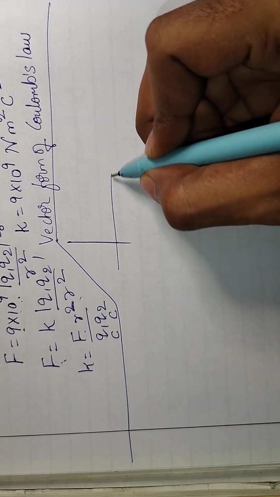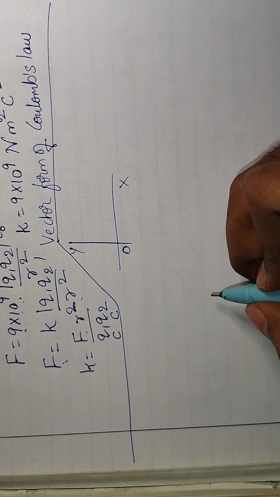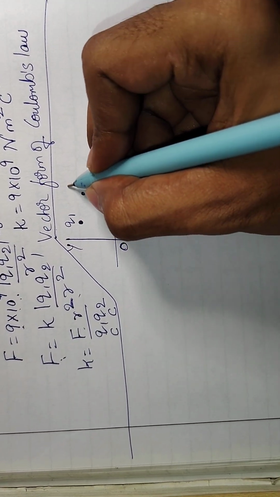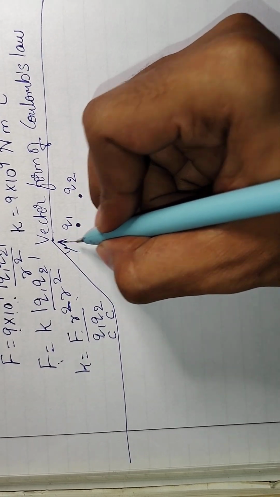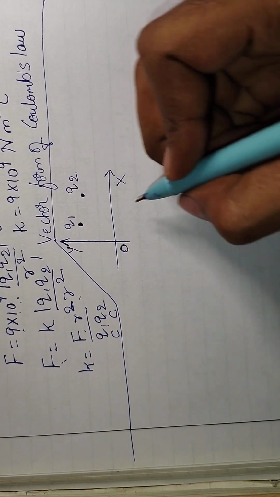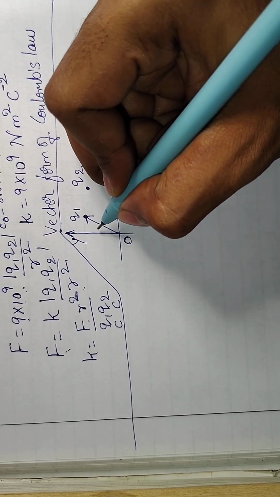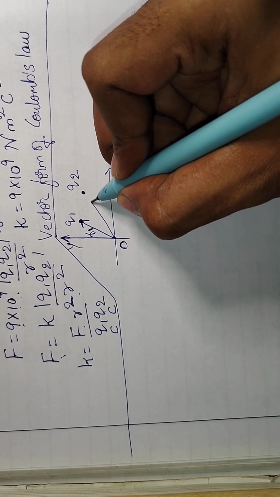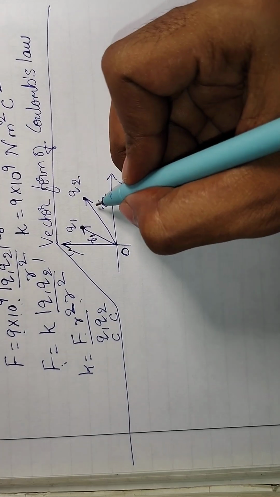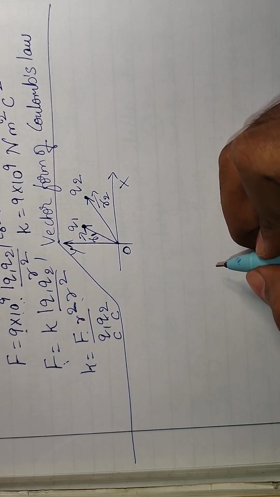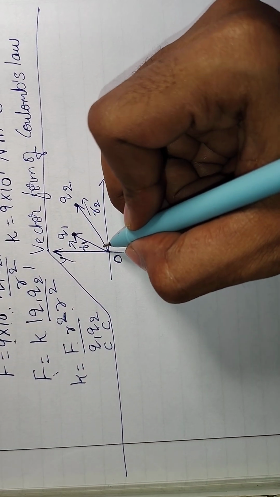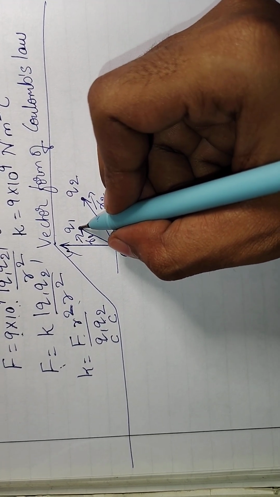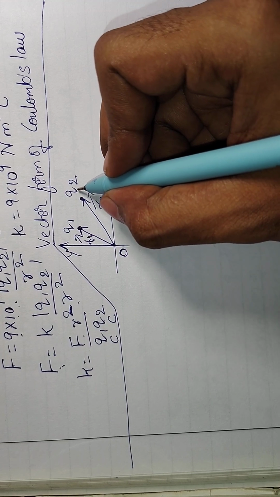Assume you have an xy coordinate system. This point is the origin, right? Now there are 2 point charges, q1 and q2, situated somewhere in the xy plane. Let r1 vector be the position vector of the first charge q1. Similarly, r2 vector is the position vector of the second charge q2. Now you already know that a position vector is always drawn from the origin. So r1 vector is the position vector of charge q1, and r2 vector is the position vector of charge q2.